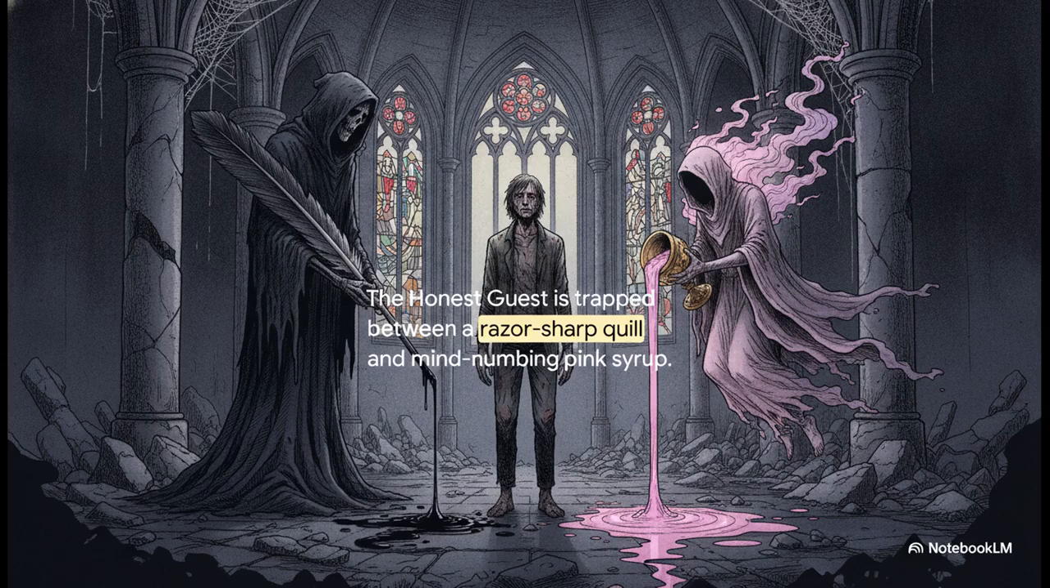He's trapped between two different but equally destructive so-called cures. On one side, the Inquisitor's razor-sharp quill, and on the other, the Redeemer's pink syrup. What the honest guest really represents is the agonizing but totally necessary process of shadow integration and psychological growth, meaning ultimately, he has to reject both the quill and the pink syrup to embrace authentic, messy tragedy.